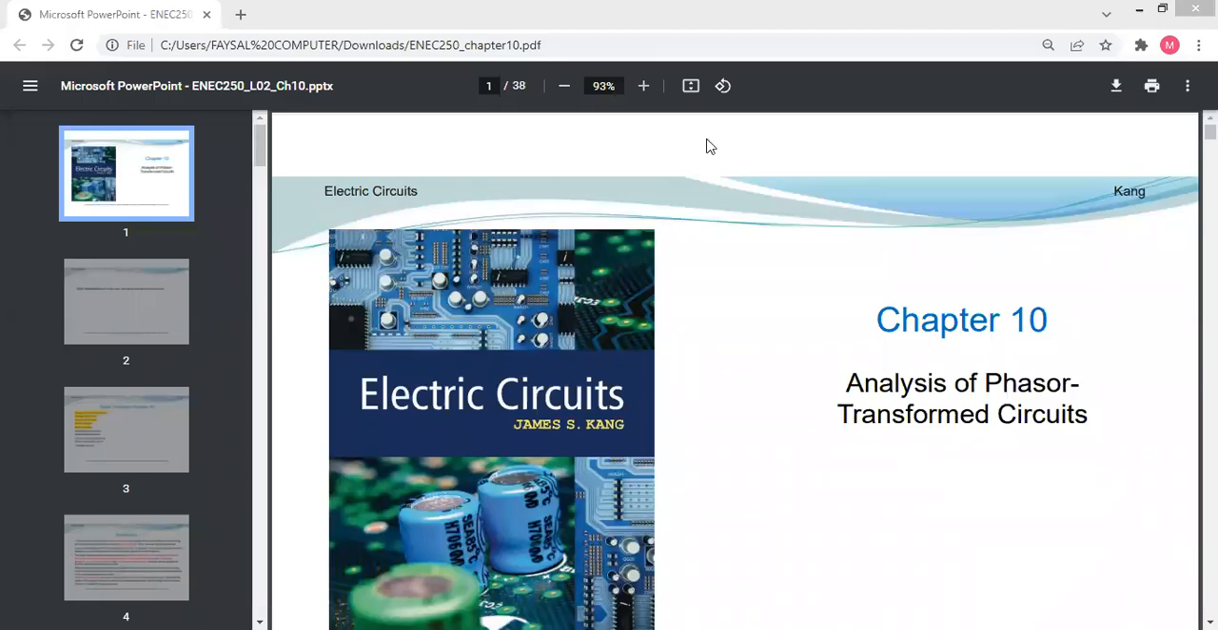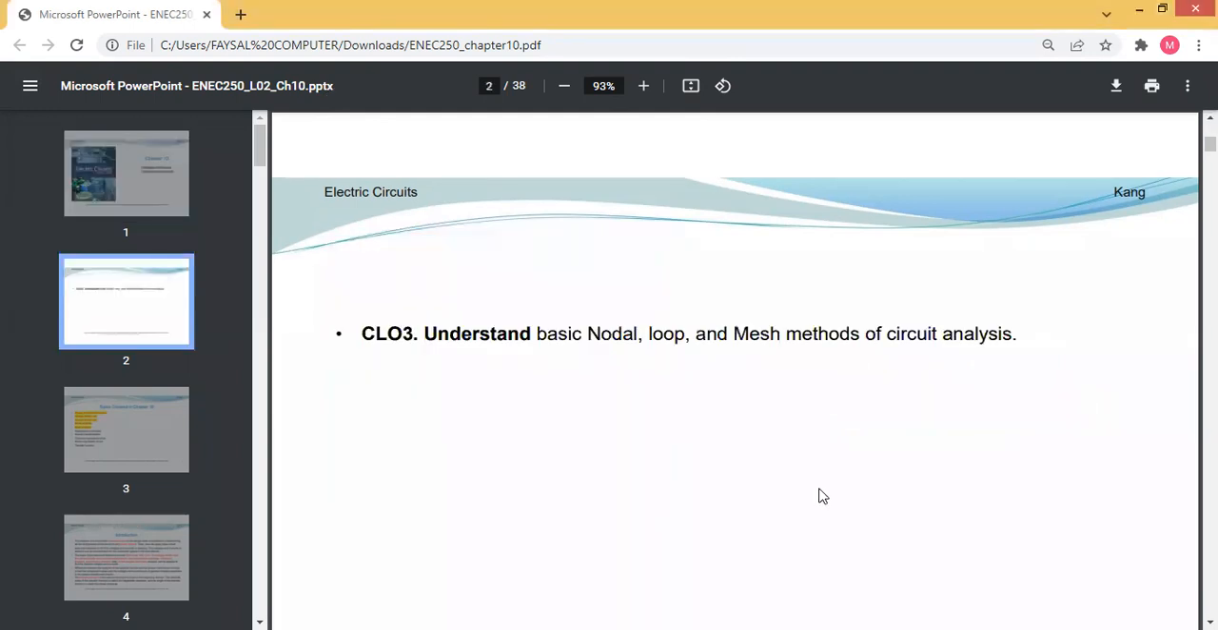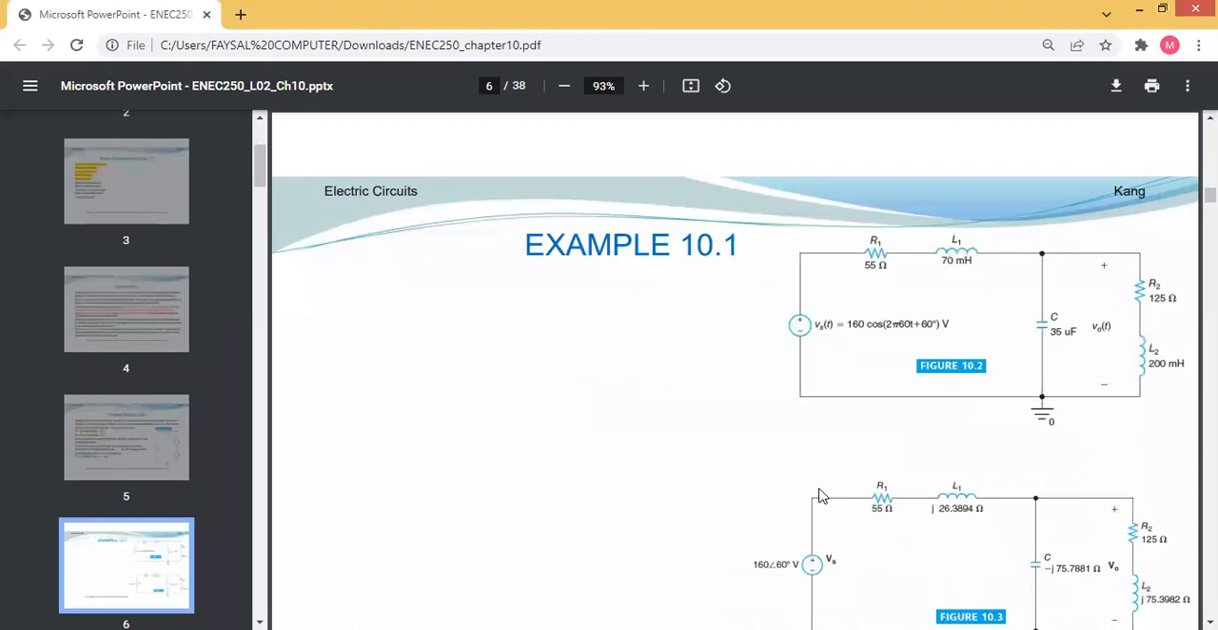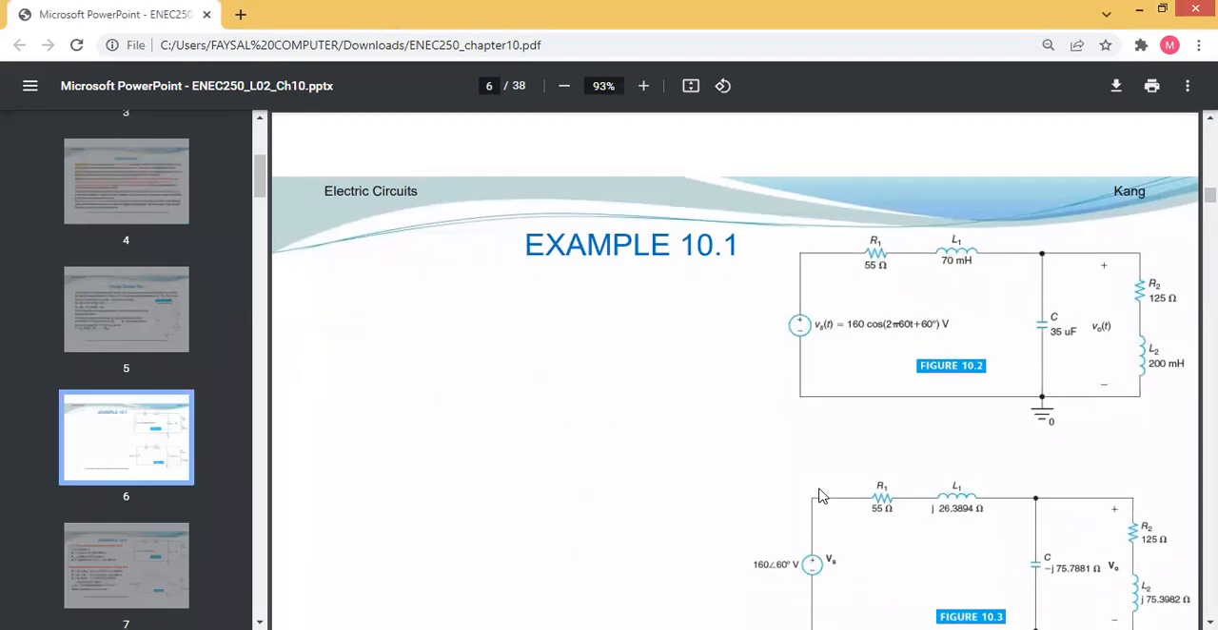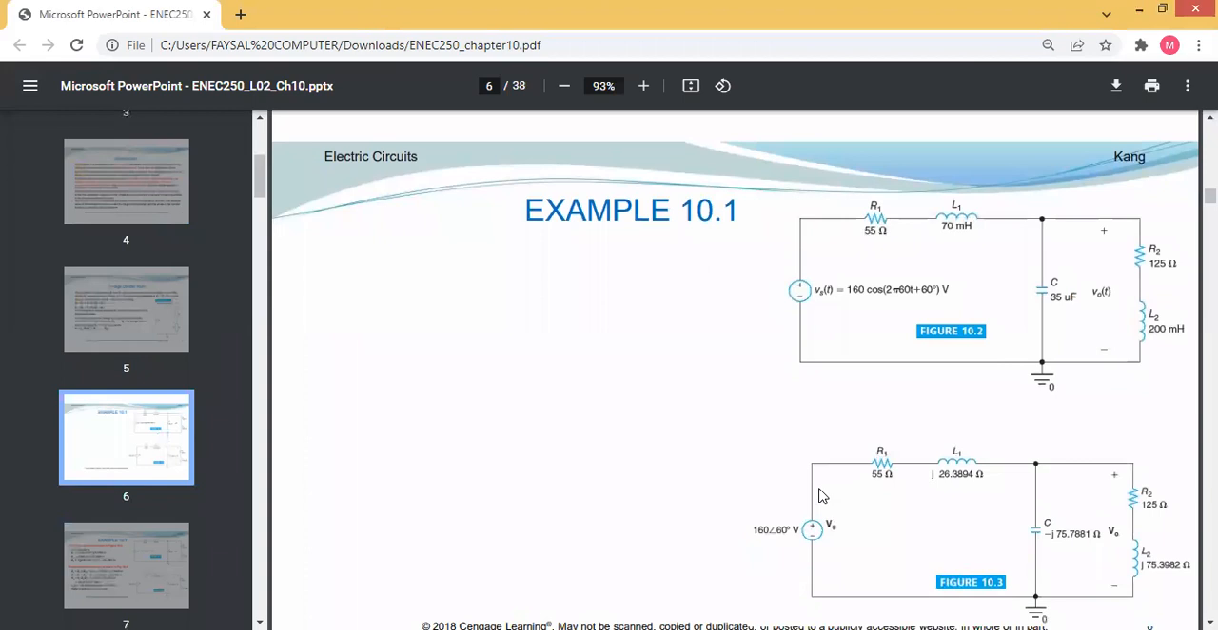Okay, Sam. We'll start from chapter number 10, that is analysis of Fraser, that is transform circuits. So we will also start with the numerical portion. Okay, is it clear? You just want to cover the numerical portion. So yes, first it is example number 10.1. So then 10.1.